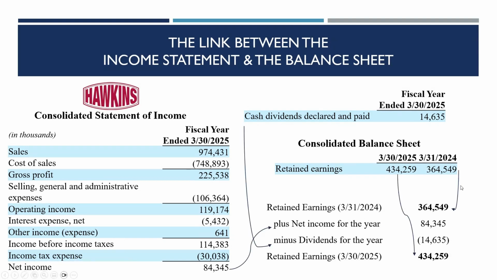Yes, we can. Retained earnings started at 364. They went up with net income, they decreased with dividends, and that explains exactly how they ended up at $434 million.